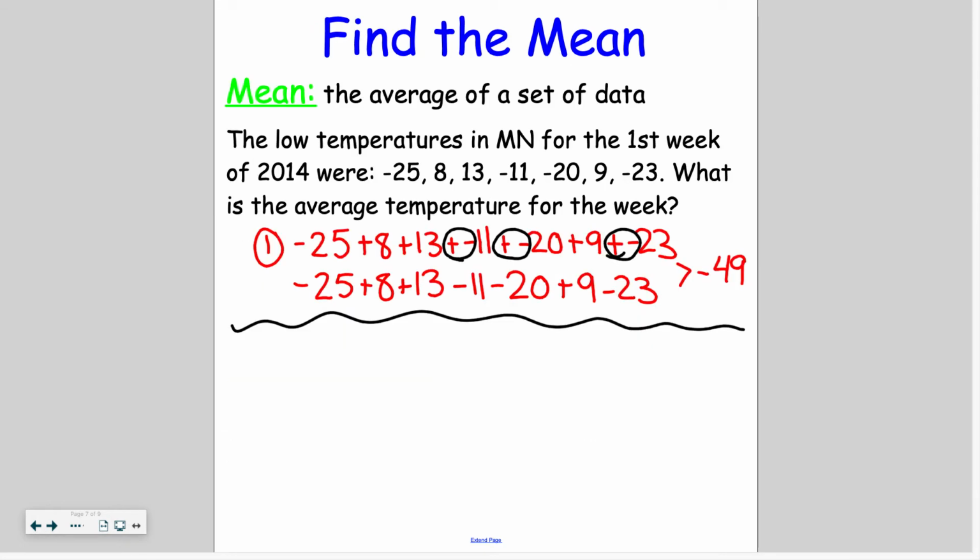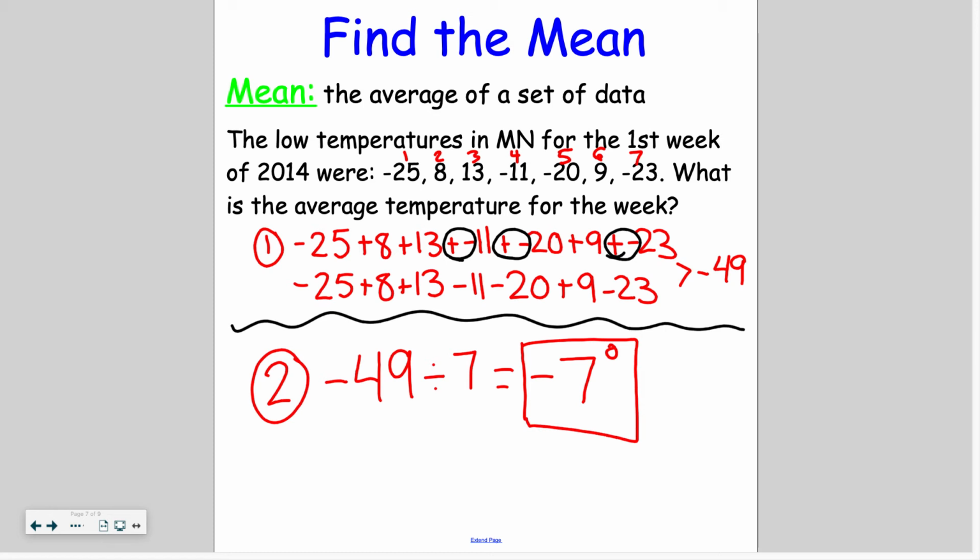Step 2 is to take that result, the negative 49, and divide by the total of the numbers that we added. We had 1, 2, 3, 4, 5, 6, 7 numbers. Since we added 7 numbers together, we divide by 7 to figure out the average. So negative 49 divided by 7 gives an answer of negative 7 degrees as the average temperature for the week.